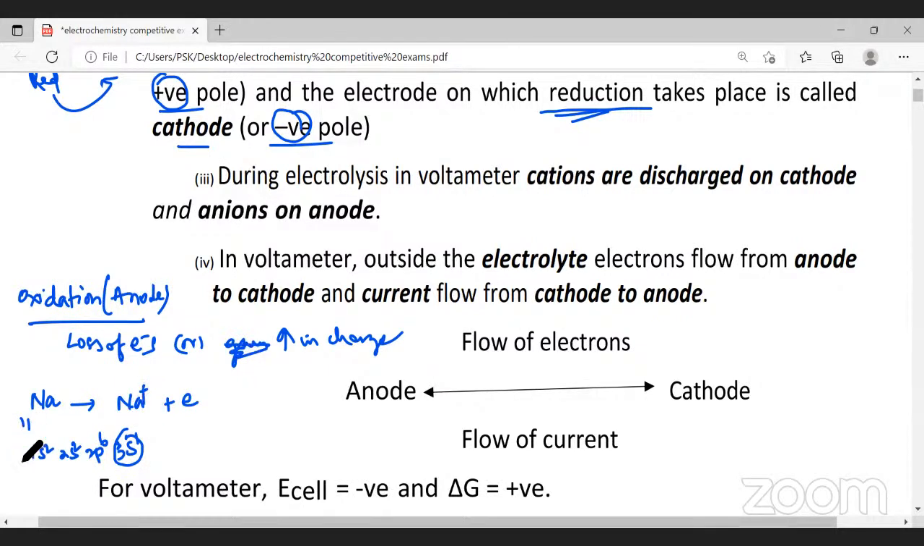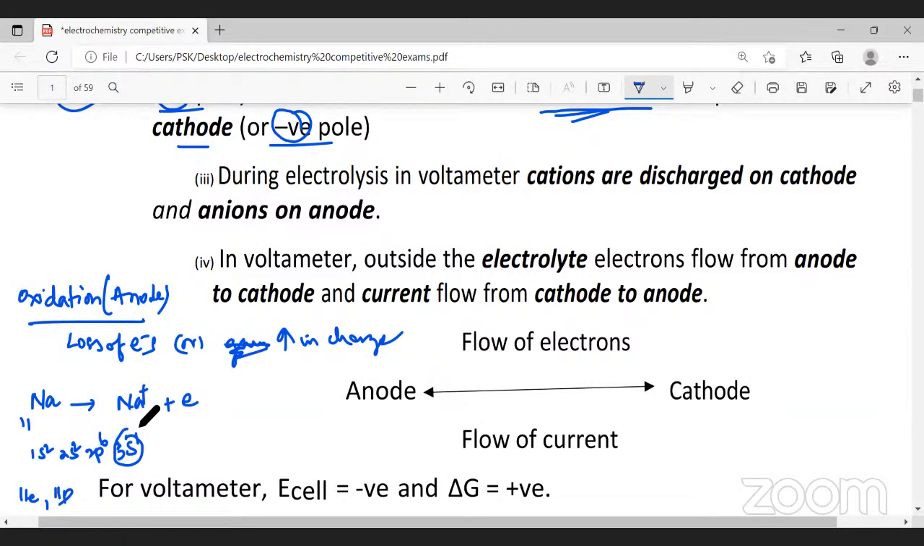Because the atomic number of sodium is 11, it has 11 electrons and 11 protons. In order to attain stability, if it loses 1 electron, you will have 10 electrons and 11 protons. So 1 proton is more, therefore sodium will have a positive charge. Whenever there is a loss of electron, there is an increase in charge. Here the charge on sodium is 0. Here the charge on sodium is +1. So the increase in charge is due to the loss of electron.